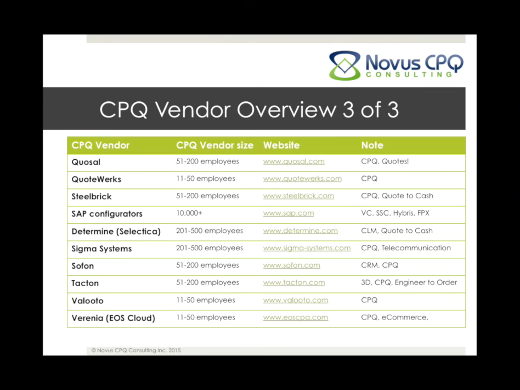Then another vendor which is in the complex manufacturing space, and they are now focusing a little bit more on NetSuite, but they have other solutions as well, is Verenia. They have a lot of very experienced CPQ team members on their team. They know what they do. They have been doing it for quite some time. They do it successfully. So if complex manufacturing is something that you are interested in, check them out. They are on this side.